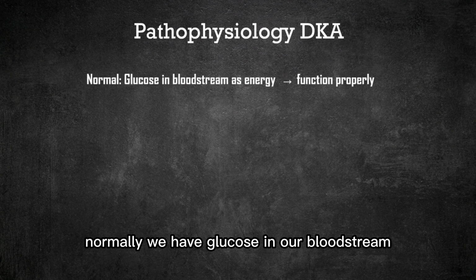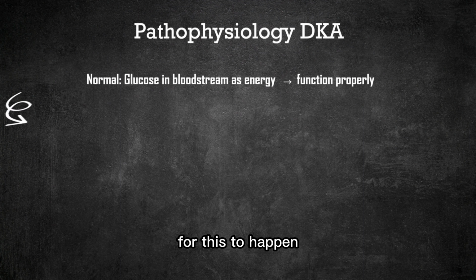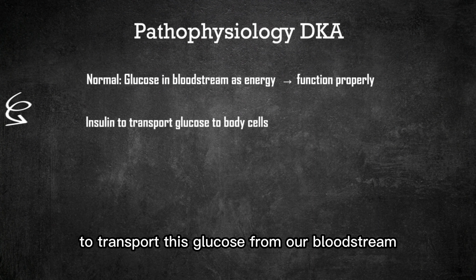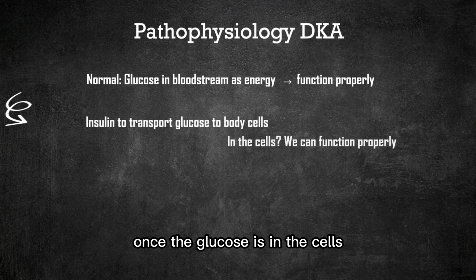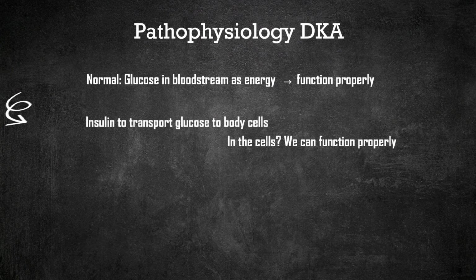Let's talk about the pathophysiology of DKA. Normally, we have glucose in our bloodstream that needs to be transported into our body cells as energy so that we can function properly. For this to happen, we need insulin from the pancreas to transport this glucose from our bloodstream into our body cells.